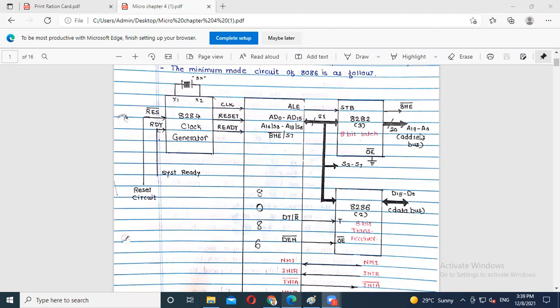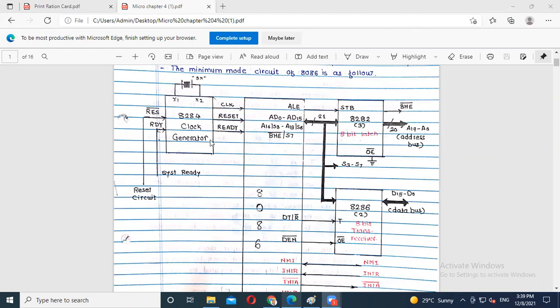which contains A0 to A19, totally 20 bits of address lines. Of the 20 bits of address lines, 16 bits are shared with the data lines and the remaining 4 bits are for the higher address. Totally 4 plus 16 is 20 bits of address lines used with the 8-bit latch, and these are given to AD0 to AD15 with 4 extra bits, along with the bus high enable.